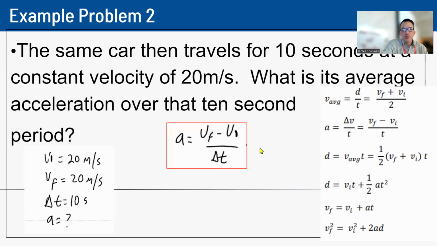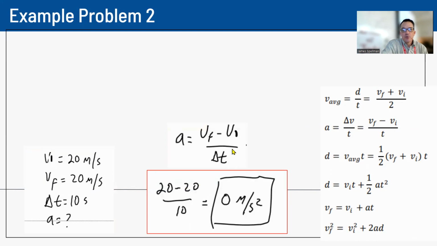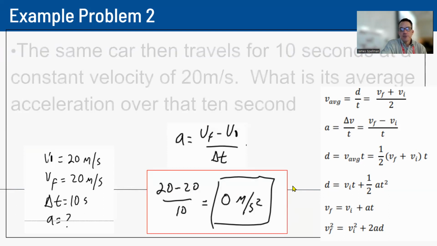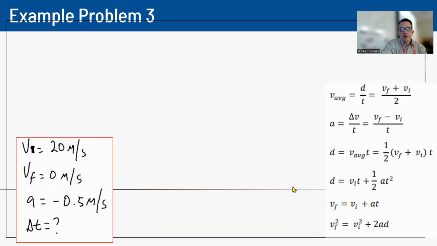We're going to plug everything in properly. 20 minus 20, those are our two velocities. Divide that by the change in time, which is 10. And our acceleration is 0, which makes sense because it stayed 20 meters per second the entire time. It was neither speeding up nor slowing down. It was at constant speed. So its answer is going to be 0 for that one.